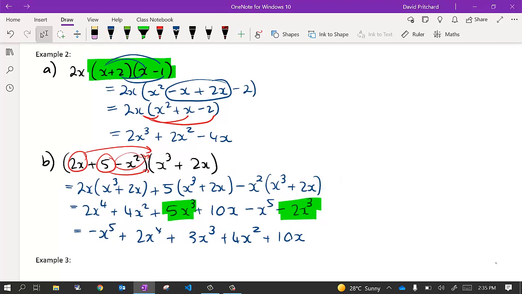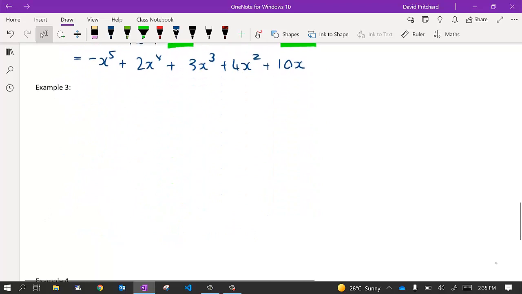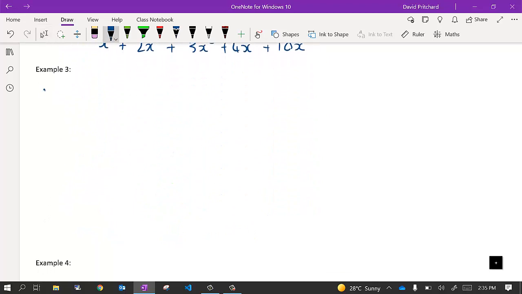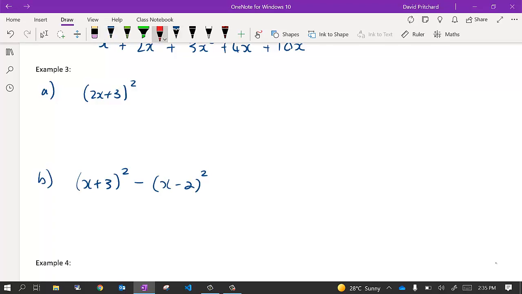Definitely something to practice. Our last two examples, we're going to look at A, 2x plus 3 squared, and then B, x plus 3 squared take away x take 2 squared. So I'm hoping that you can remember the pattern, but we're not going to use the pattern today. So remembering that when we've got a bracket raised to a power, what it means is that we're multiplying the bracket by itself. So I'm going to get you expanded out the long way today. If you know your pattern, then you can take the shortcut.